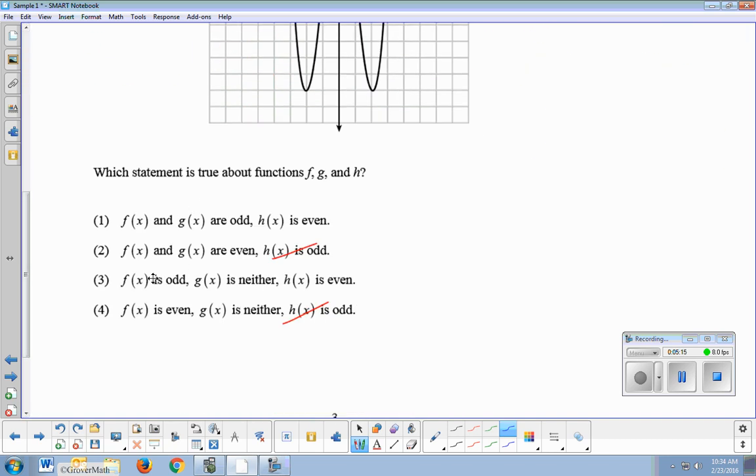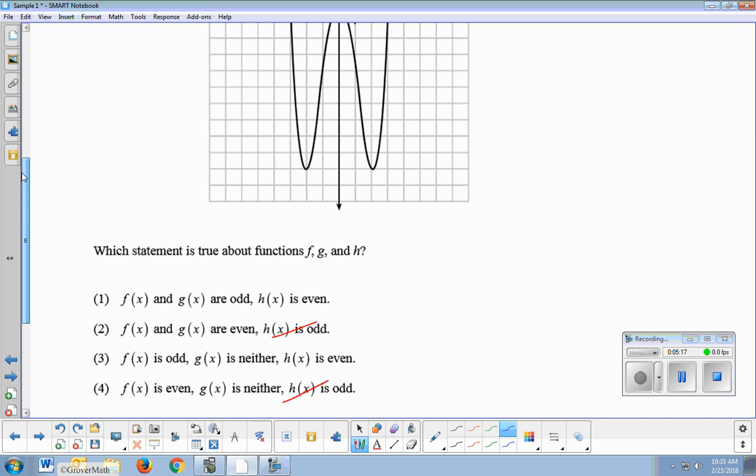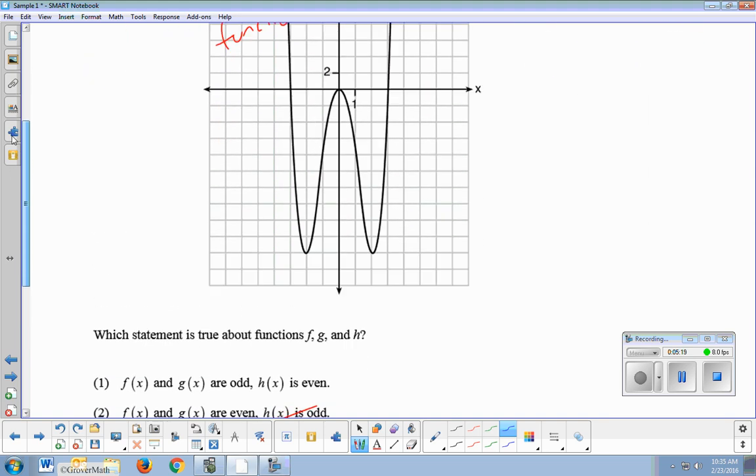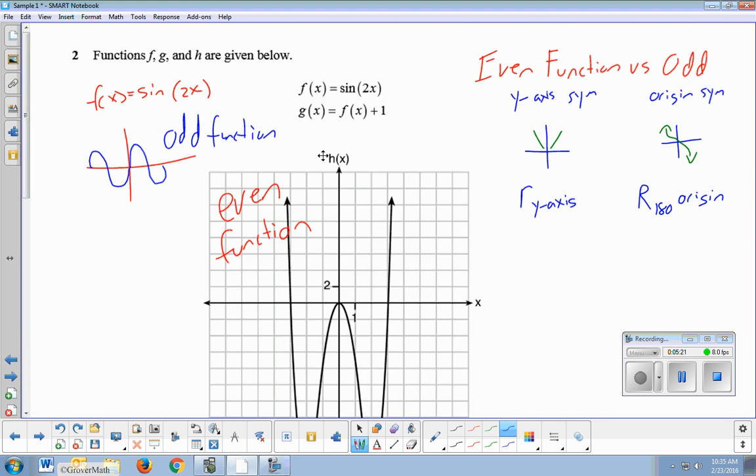So that's still alive, that's still alive. So it really comes down to g of x. Is g of x also odd, even, or neither? And g of x, what they're saying for g of x is that it is equal to f of x, the sine 2x, with a plus 1 on the end.